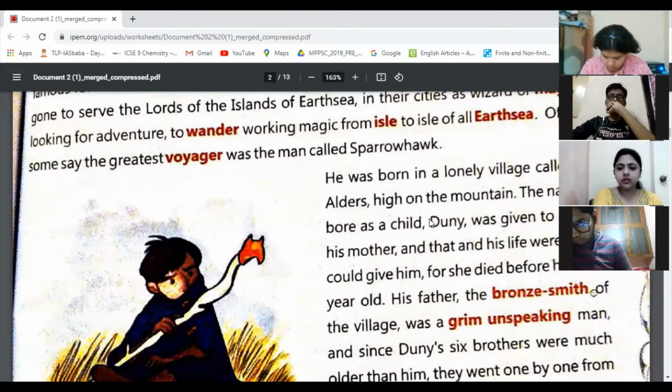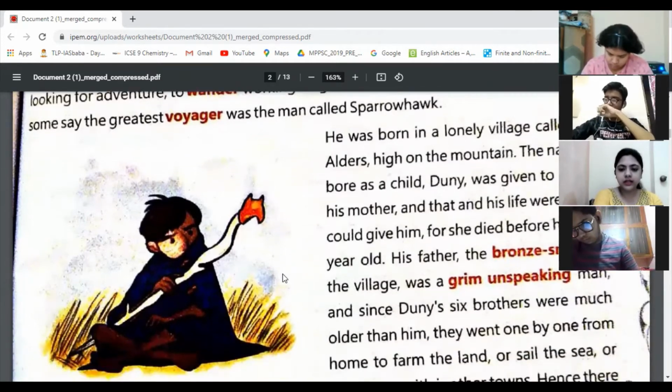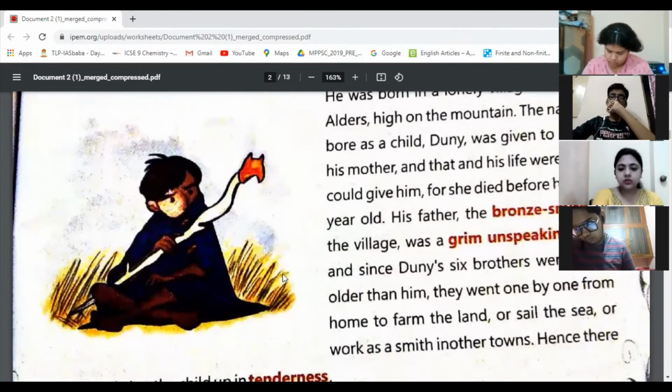Fine. So he was a very stern man by nature, who used to speak less. He was not a very jolly person, a serious man who did not like to speak much, and his six brothers were much older than him. So they all were busy with their own lives. They were busy with work. Sometimes they used to work as farmers, other times as sailors, or they used to work as smiths in other towns.